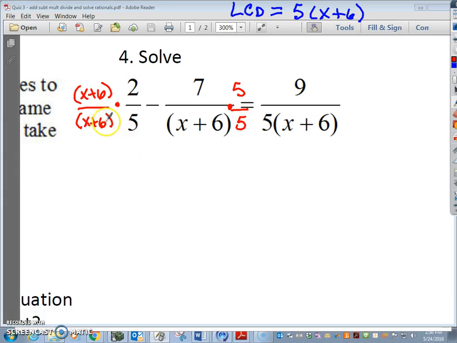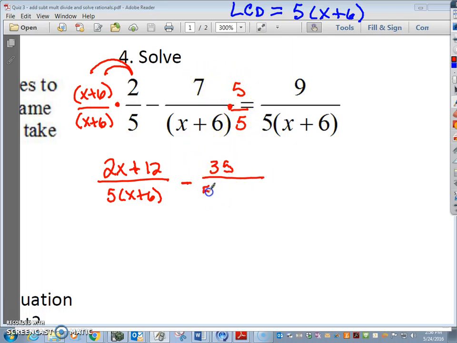So now let's simplify it. So x plus 6 times 2, this is actually going to get distributed. 2 times x plus 2 times 6 is 12 over 5 times x plus 6, right? Minus 7 times 5 is 35 over 5 times x plus 6 is equal to, what do we do with the 9? Nothing, right? It already has a 5 and an x plus 6 at the bottom, so I just leave it alone. 9 over 5 times x plus 6.